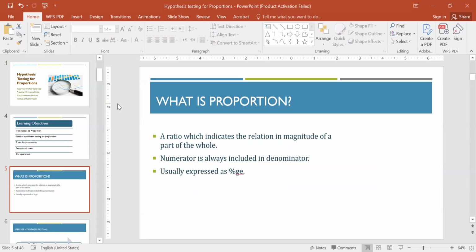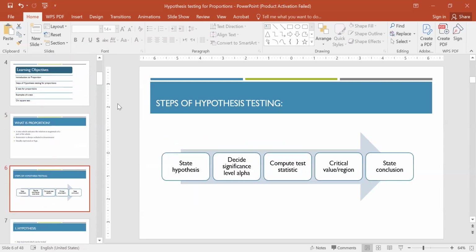Proportion is a ratio which indicates the relation in magnitude of a part to the whole. In a proportion, the numerator is always included in the denominator, and it is usually expressed as a percentage.